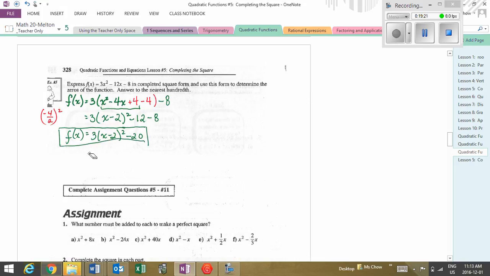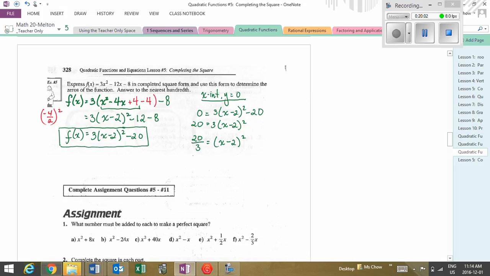So if we want to find the x-intercepts and look at the exact value, then of course y is equal to 0, so that means that f of x is 0. So 0 is equal to 3 times x minus 2 squared minus 20, so we'll start by adding 20 to each side. So 20 is equal to 3 times x minus 2 all squared. We'll then divide both sides by 3. So then we now have 20 over 3 is equal to x minus 2 all squared. Then we take the square root of each side.